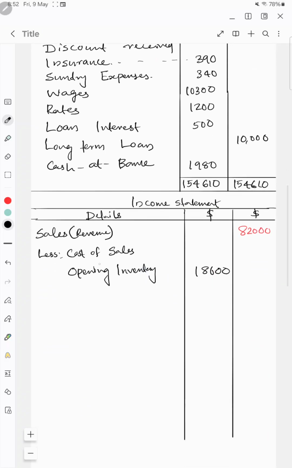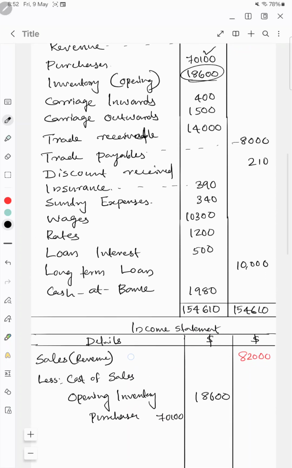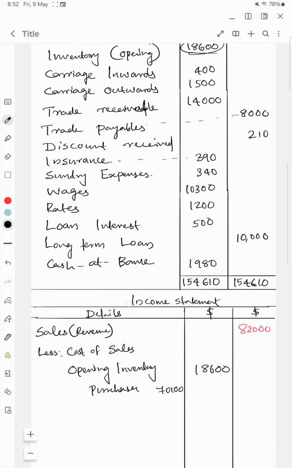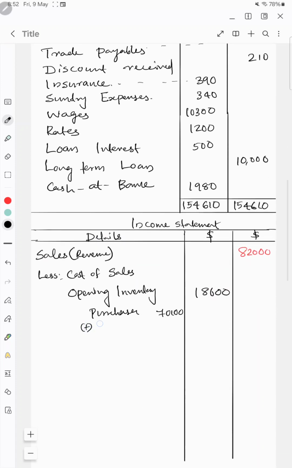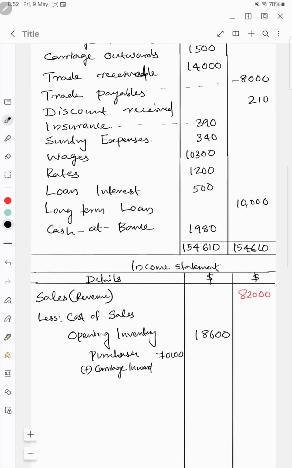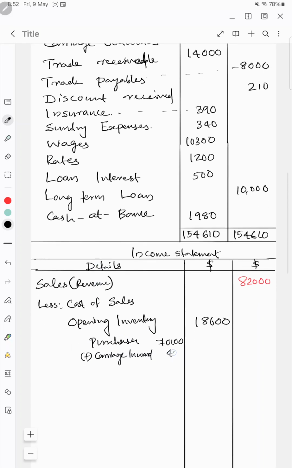If you don't have three columns, that you can take in inner column here. Purchases 70,100. Then return is not there, and plus carriage inwards. How much is it? Carriage inwards is 400. So total, we don't have goods drawing or any returns here. So 70,500. Okay.